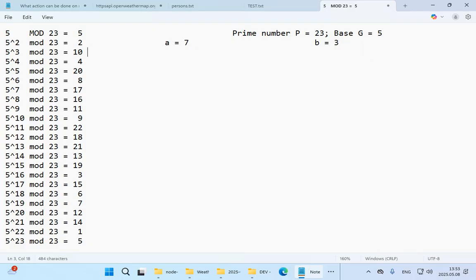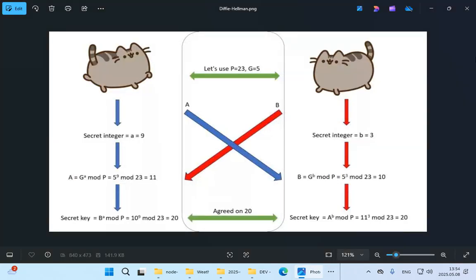like A and B. So we have to calculate A. We will take the base G to the power of A and take mod P. Is it understandable? And then we calculate B, which is equal to G to the power of B mod P. Look in the picture, it is that, and this is that. Understandable?